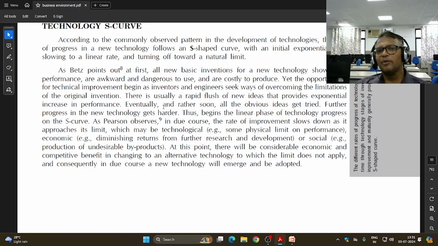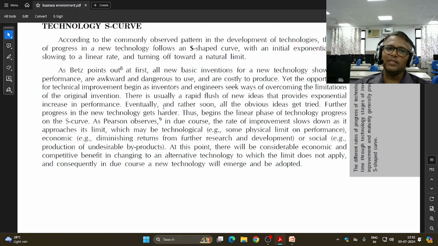There is usually a rapid flush of new ideas that brings exponential improvement in performance. Eventually, and rather soon, all the obvious ideas get tired. Further progress in the new technology gets harder. Thus begins the linear phase of technology progress in the S curve. A person observes that in due course the rate of improvement slows down as it approaches its limit, which may be technological, for example a physical limit on performance, economic, whereas diminishing returns from further research and development, or social, that is, production of undesirable byproducts.